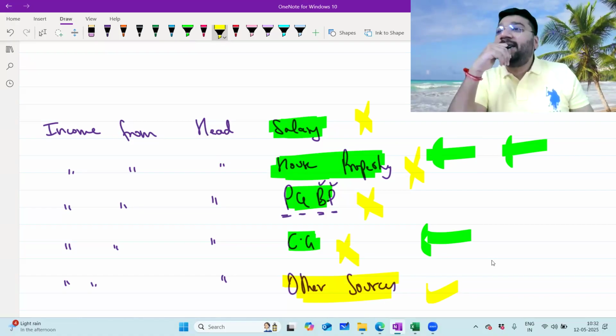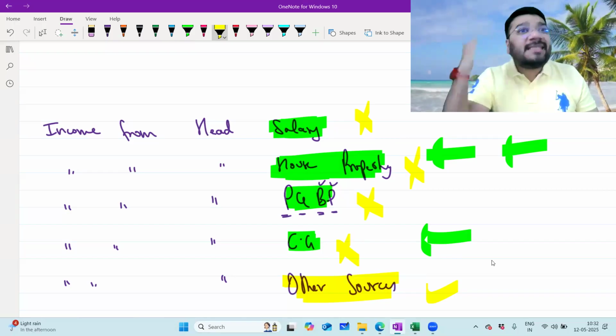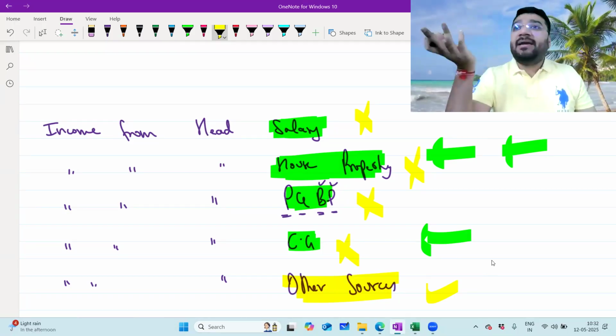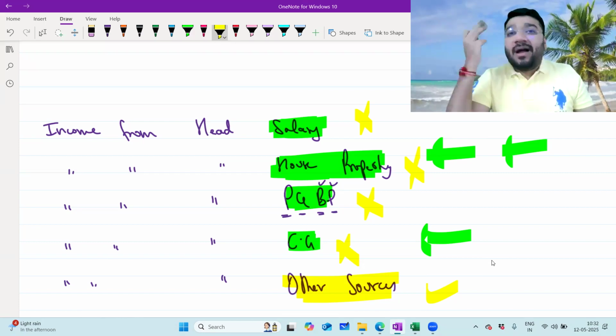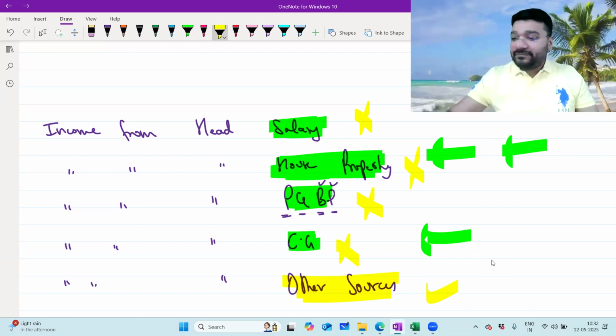So where does it go? Other sources. I put extra money in the share market. Against that, I'm getting dividend. Dividend is my income. Where will I record it? Other sources.